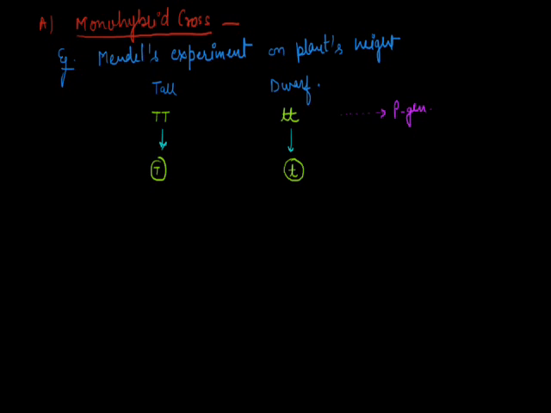In the next step, fusion of gametes is done. As you know, these are the steps of sexual reproduction. The first one is gametogenesis and another one is fertilization. In the case of fertilization, this capital T kind of gamete gets fused with the small t gamete and the product is capital T small t.